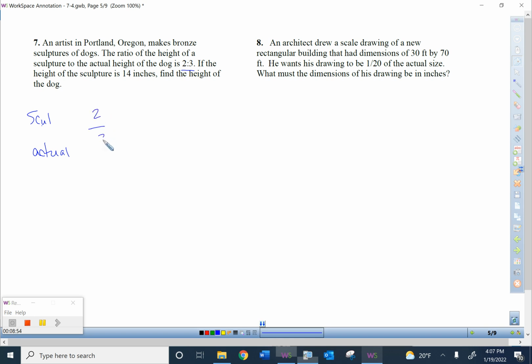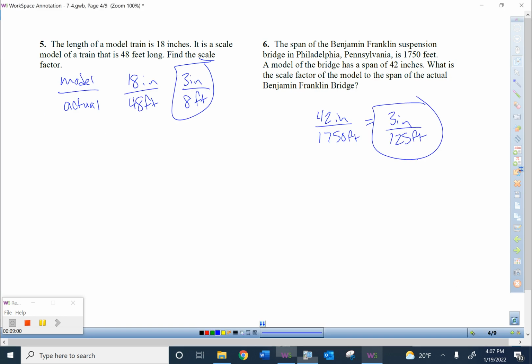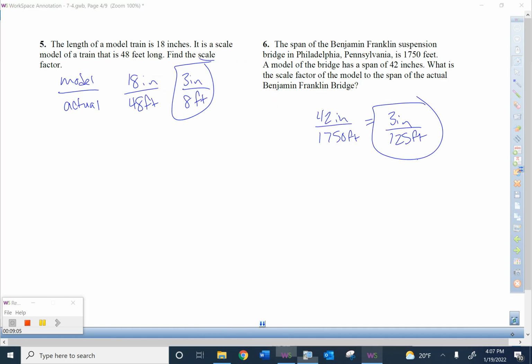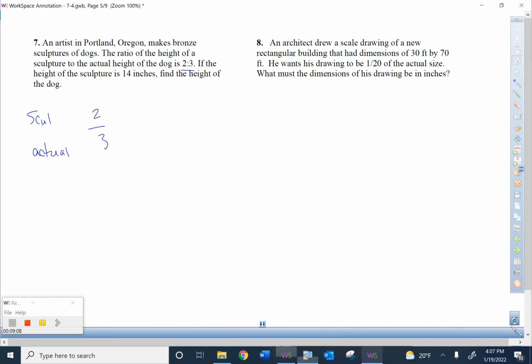What's different, though, is they don't give us labels on this. If we're not seeing labels, that's because the labels are canceling, kind of like what we had on 4B. If they cancel, they had to match to begin with. So it's telling us the top and the bottom are in the same label here. So if we keep reading, we'll know what that is. It says if the height of the sculpture is 14 inches, so our sculpture gets 14 inches, then we want to find the height of the actual dog, so that has to be inches too in order for that to cancel. Okay, cross multiplying, we've got 2x equals 42, so x is 21, matching our label, inches.